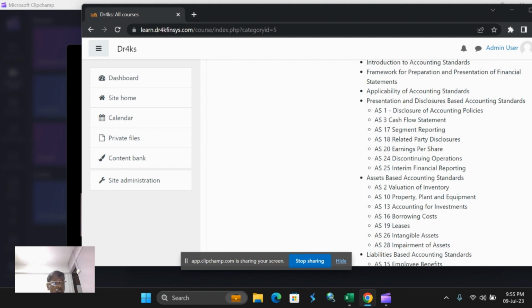For example, as far as the Indian environment is concerned, there are two important kinds of accounting standards which are applicable with respect to different sets of entities. So that is being discussed in this chapter, namely applicability of accounting standards. The next topic is with respect to presentation and disclosures based accounting standards.